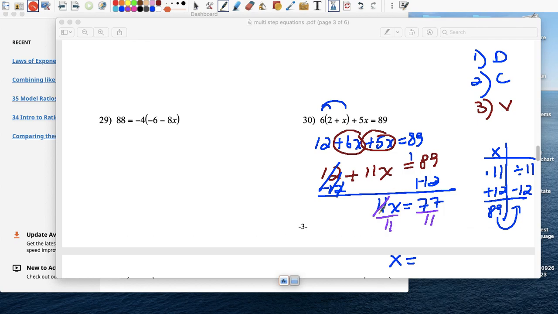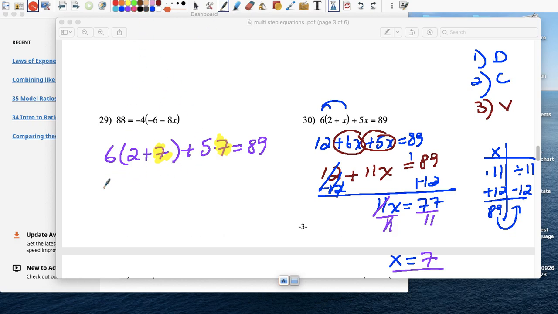11 divided by 11 is just 1, or 1x, and then 77 divided by 11 is 7. So apparently my answer is 7. In my original equation, 6 times (2 plus, now put a 7, because I'm replacing the x with 7) plus 5 times 7 equals 89. So let me highlight again. Here's my substitution. I replace the x with 7.